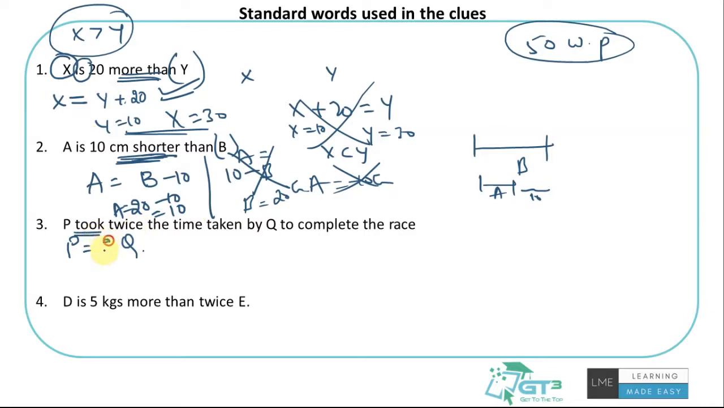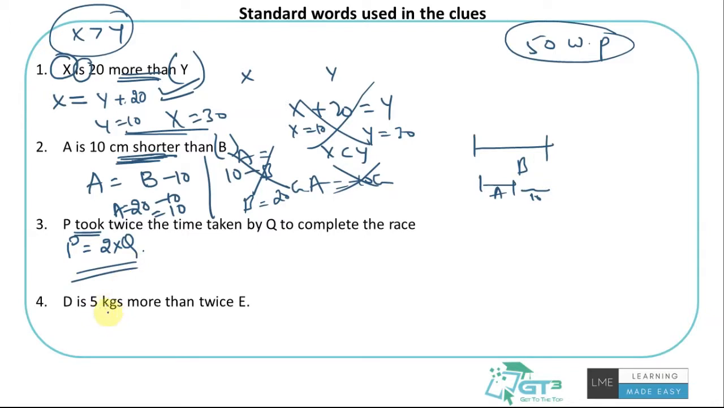So twice is 2 into. It's not plus or minus. Twice, half, double, thrice, right? You have to multiply. If it's half, you have to multiply with half, etc. So 2 into Q, twice the time taken by Q. Whatever the time Q took, it's double, twice. P took twice, so it's 2 into Q. That's how you should write this.